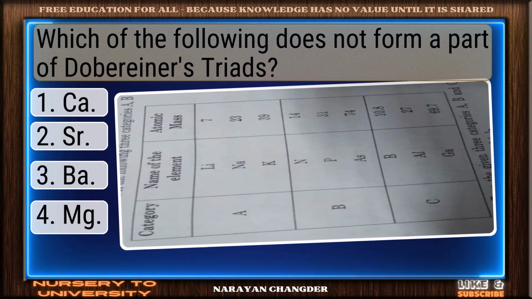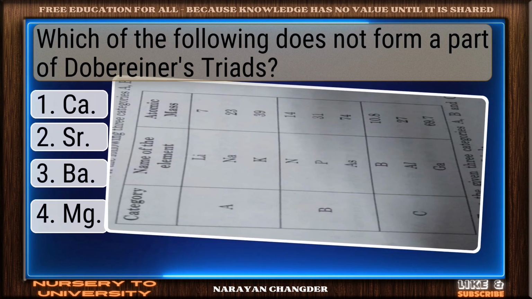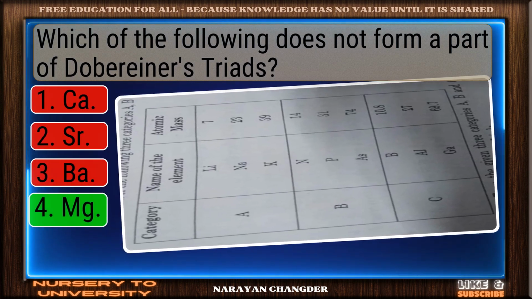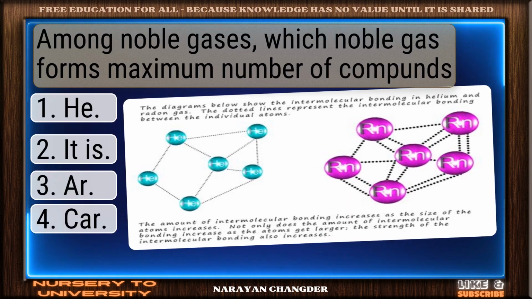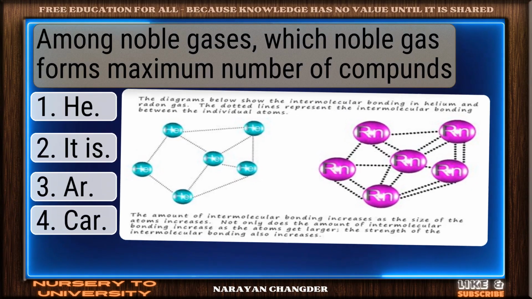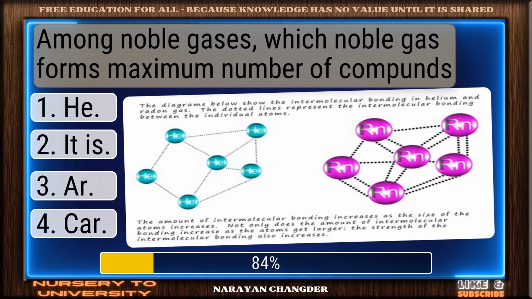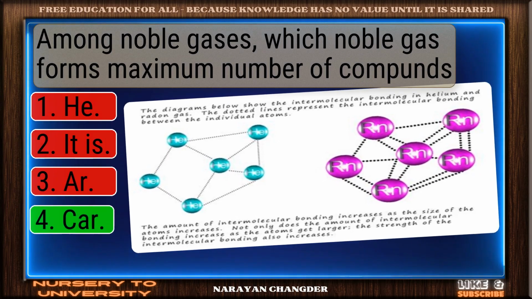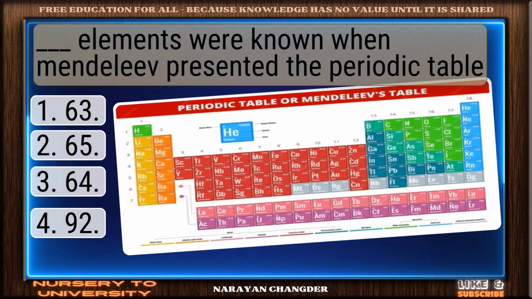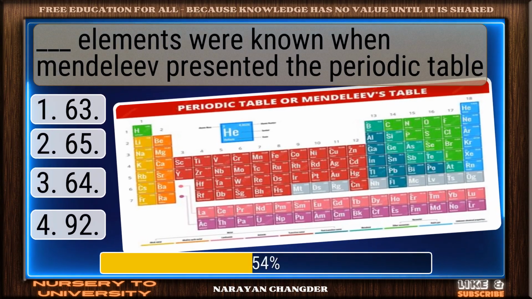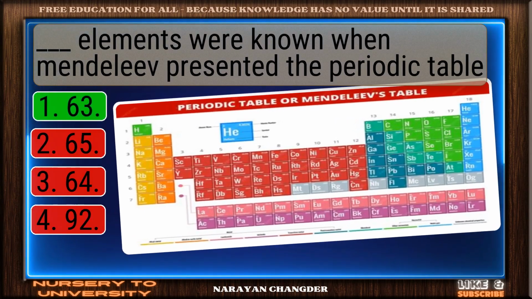Which of the following does not form a part of Dobereiner's triads? Perfect. Mg is right. Among noble gases, which noble gas forms the maximum number of compounds? Valid point. Kr is true. Dash elements were known when Mendeleev presented the periodic table. Excellent choice. 63 is right.